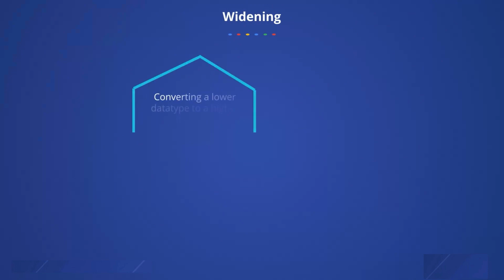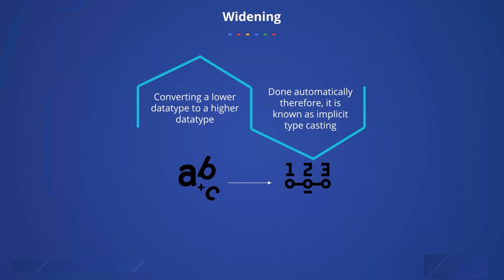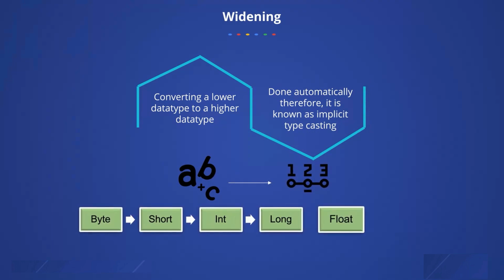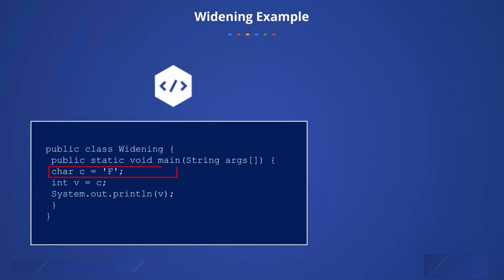Like I said, widening is converting a lower data type to a higher data type. And this automatically happens. This is called implicit casting, if something happens automatically. You can see the byte automatically gets converted to short or int or long or float. This automatically happens based on the compatibility of the values. Here is the example where I say character c equal to 'F', which is capital F, and when I say int v equal to c, actually c is a character.